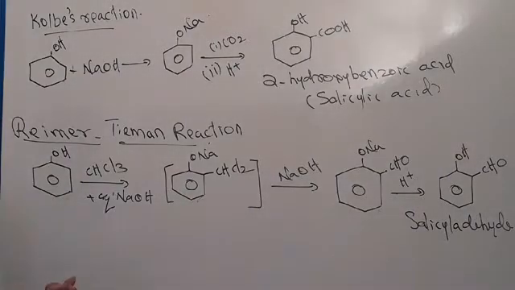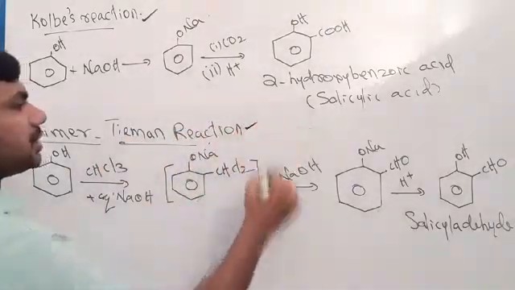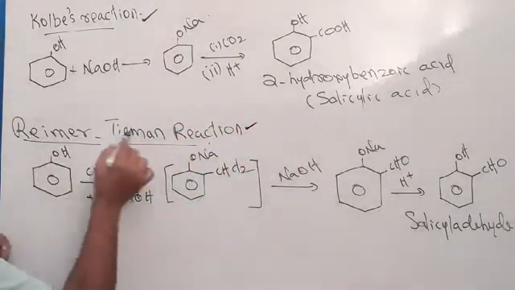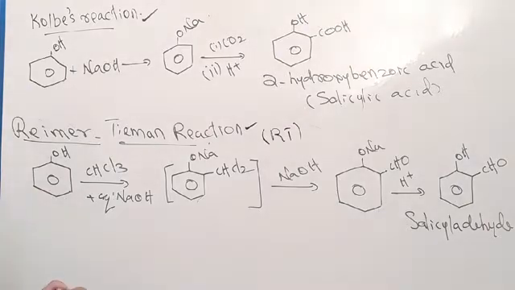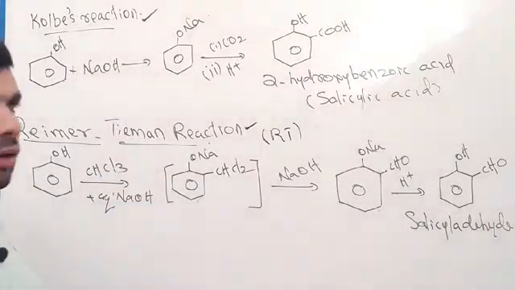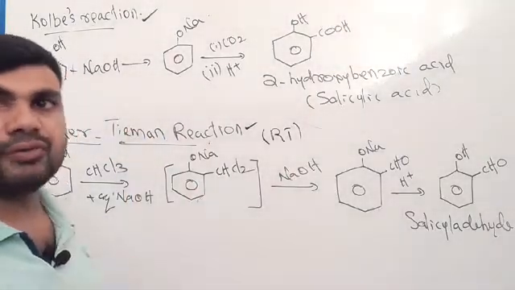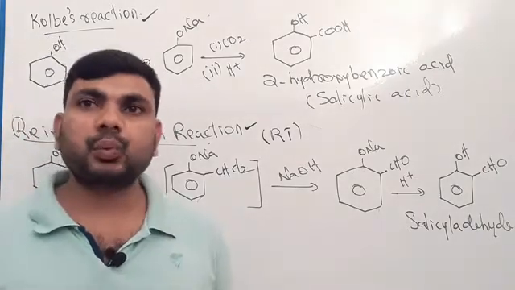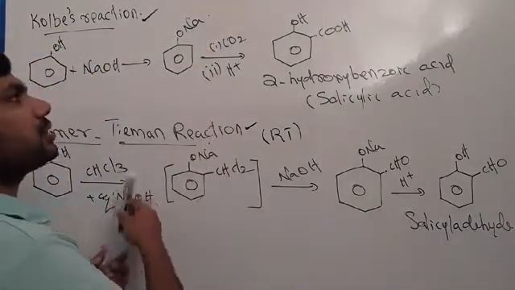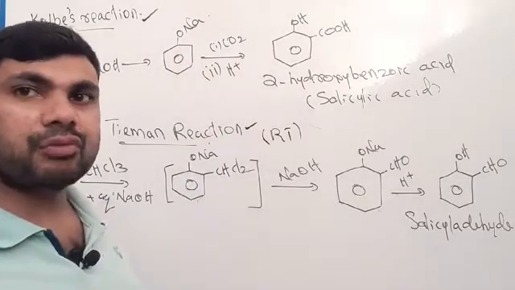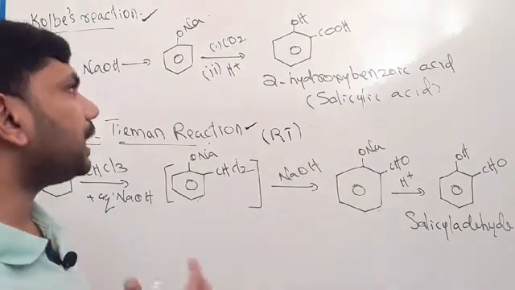We have to remember two important name reactions, Kolbe's reaction and Reimer-Tiemann reaction, shortly the RT reaction. Kolbe's reaction means phenol reacted with sodium hydroxide, and sodium phenoxide will be formed. This sodium phenoxide reacts with carbon dioxide in presence of acidic medium, in presence of dilute acid.